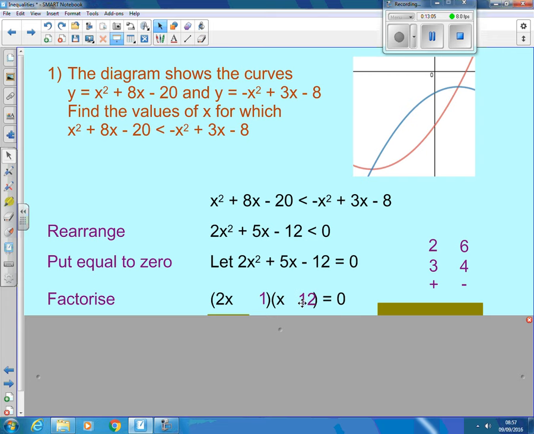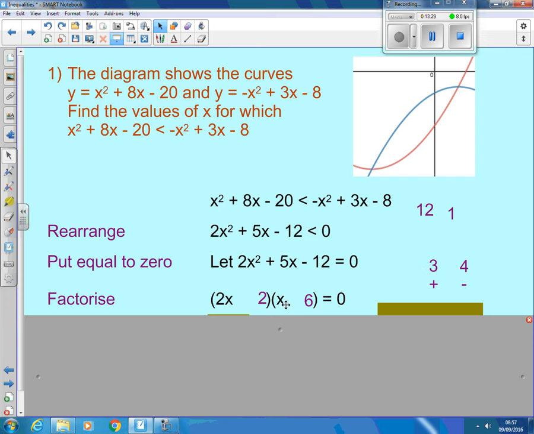If I put the 1 there and the 12 there, I will get 24x and x. They can't come to 5x, but I should also try it the other way round. 2x, 12x also can't come to 5x. So that one's not worked, but I must try it both ways round. 2 and 6, let's try those.